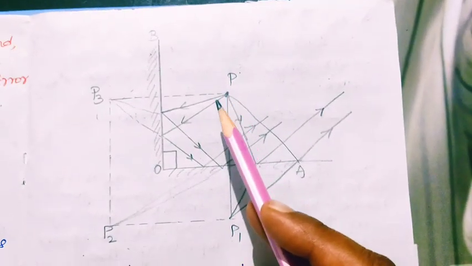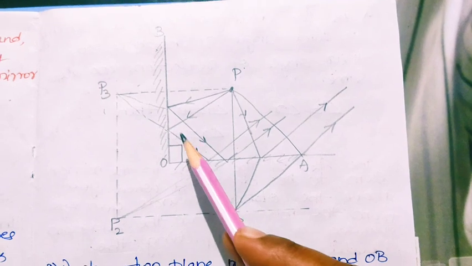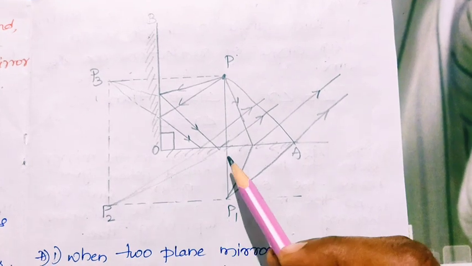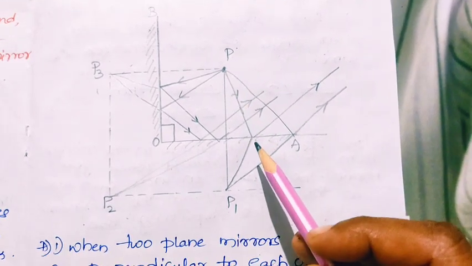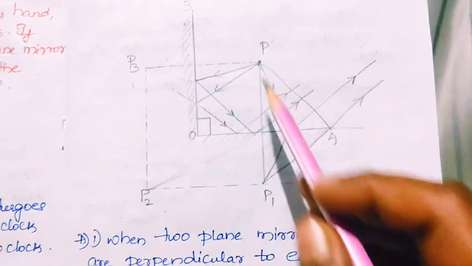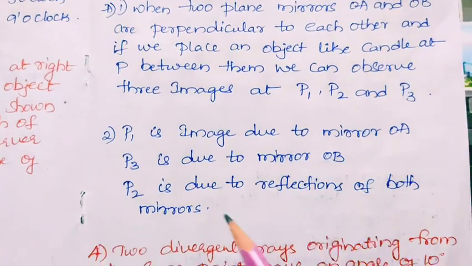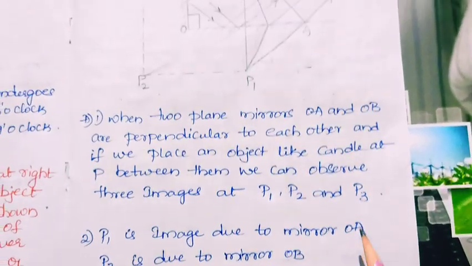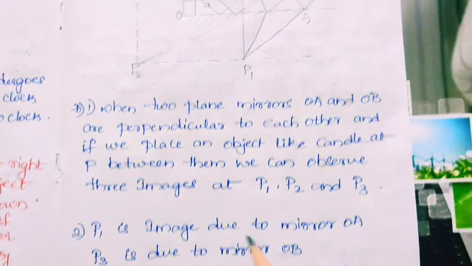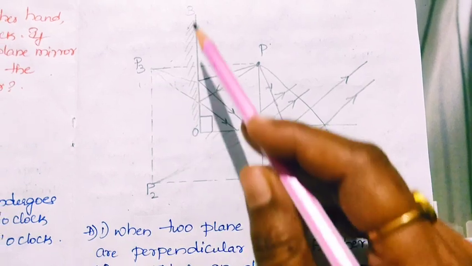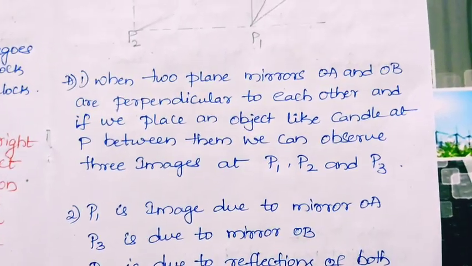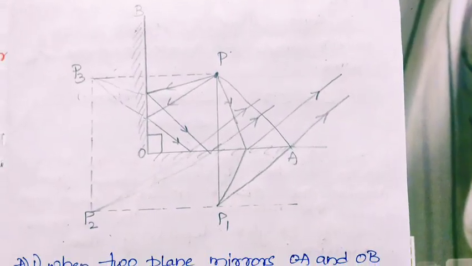The rays coming over, the incident rays, get reflected and we can see the image P2. Next, the incident ray, image P1 and P3 image. So, three images we can see. P1 is the image due to mirror OA. P3 is due to mirror OB. And P2 is due to reflection of both mirrors. So, like this we need to explain.